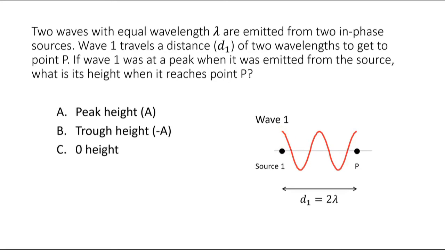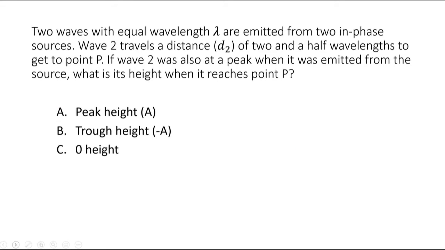All right, then we know that the wave travels a distance of 2 wavelengths to get to our point P. And so that means that if my wave starts at a peak, then it's going to go through 1 peak, 2 peaks to get to point P, because that would correspond to 2 full wavelengths. Okay, so it travels a distance of 2 lambda, and that means that when it arrives at point P, since it started at a peak when it was at the source, it's going to be at another peak when it gets to point P. Okay, so I would go ahead and pick answer A here. The wave is going to be at a peak when it reaches point P.